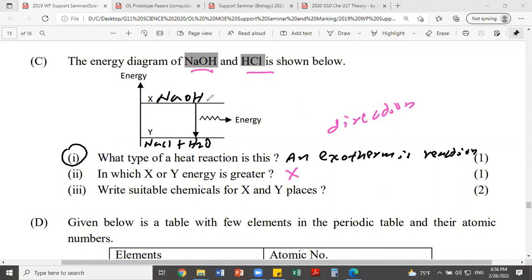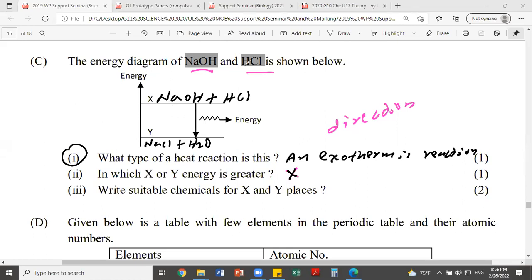NaOH plus HCl react to form sodium chloride and water. Now I gave the answers for all three parts, suitable chemicals for X and Y places, or else you can write suitable chemical X and Y places. That means you are right in the graph.